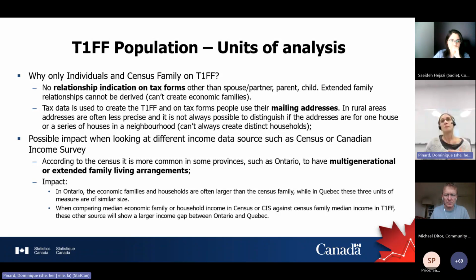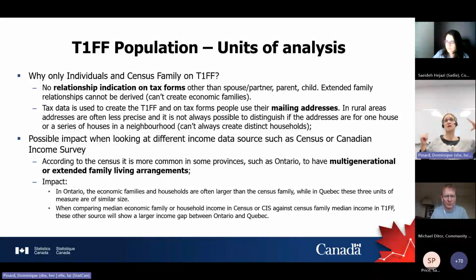And there are some regions that have a tendency to have households that are more different than census family, or economic family more different than census family, especially regions with multi-generational or extended family living arrangements, such as Ontario. If you were to compare household data from Ontario and Quebec, for example, Quebec has fewer multi-generational or extended family living arrangements according to the census than Ontario. So the family size would vary between household and census on the Ontario side, but on the Quebec side, households and census family would be fairly similar.